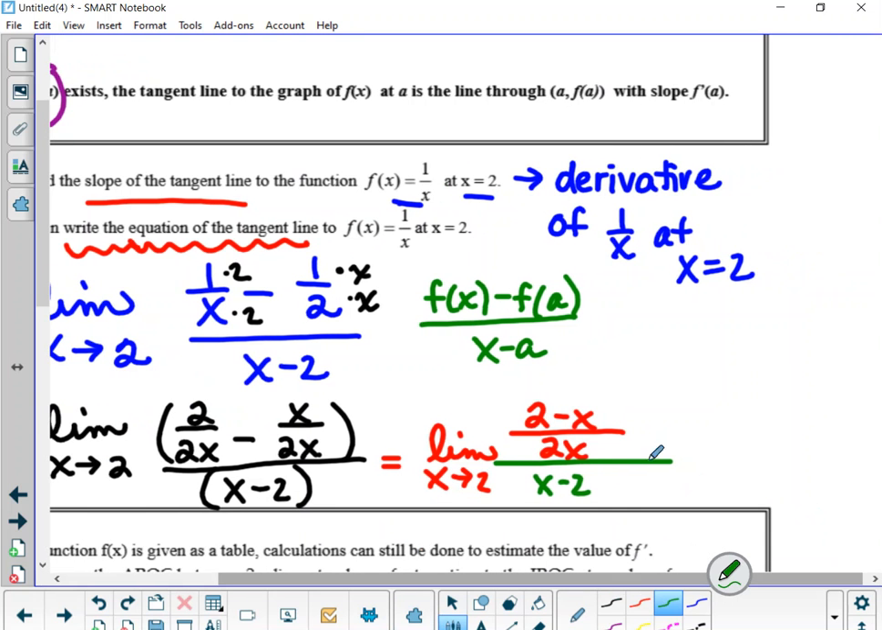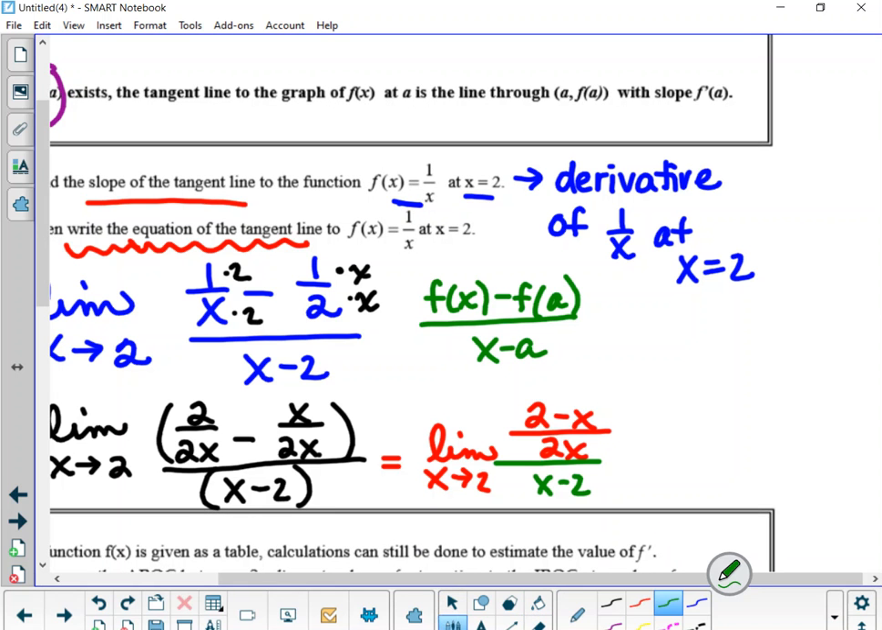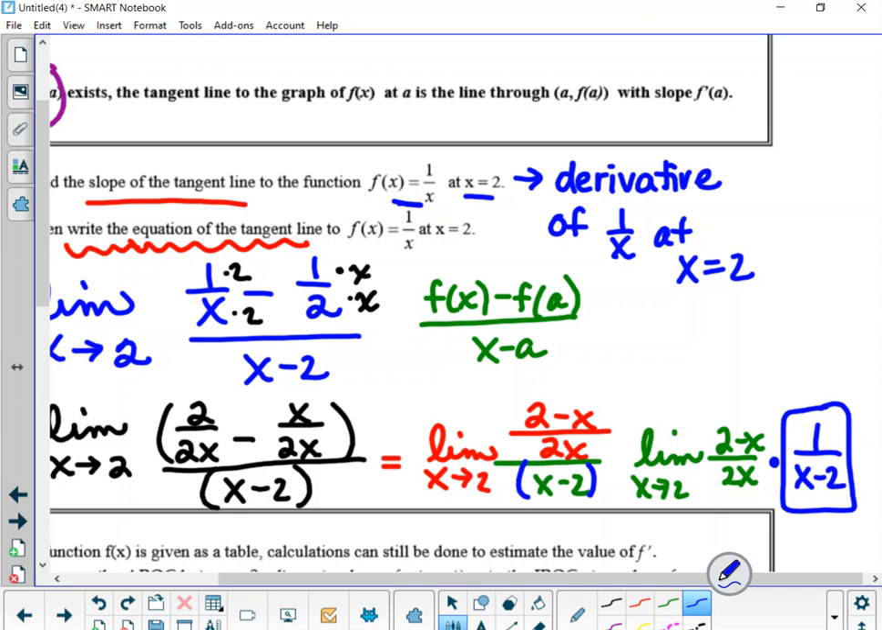We don't like complex fractions like that. Nobody likes those. But luckily, I've got algebra skills that help me. So I can do the limit as x approaches 2 of 2 minus x over 2x times 1 over x minus 2. Dividing by x minus 2 is the same as multiplying by the reciprocal of that, which is 1 over x minus 2.